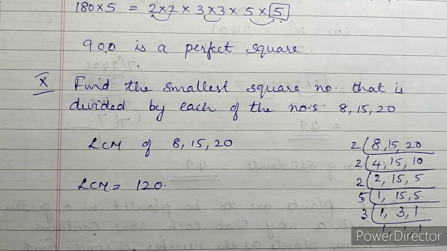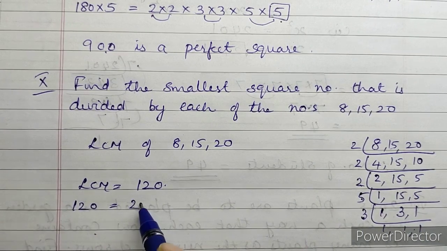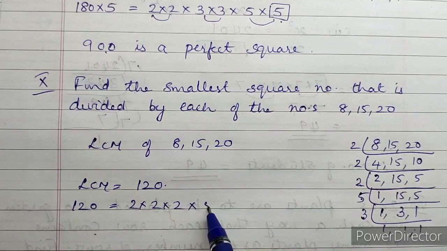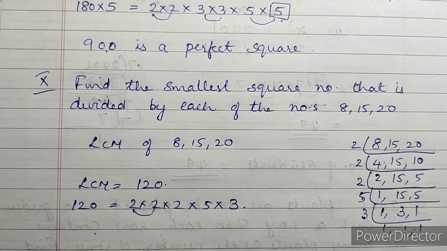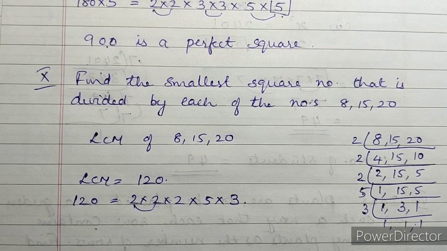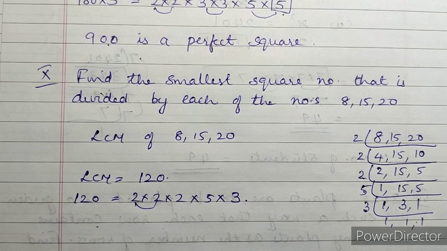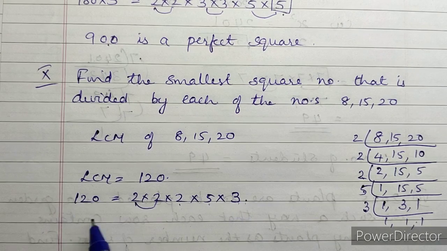So now after getting LCM 120, you can write the factors of 120: 2 into 2 into 2 into 5 into 3. So make it pair, 1 pair, so the remaining numbers don't have a pair. So 2 also, 3 also, 5 also doesn't have a pair. So in order to get a perfect square number, you have to multiply here with 2 also, 5 also, 3 also. Understood? So you have to multiply one more 2, 5 and 3.